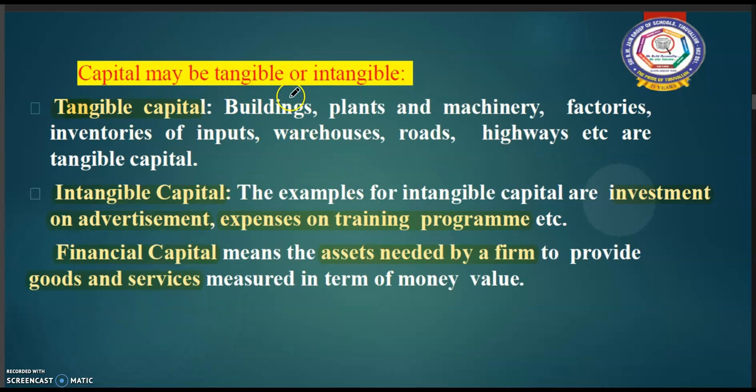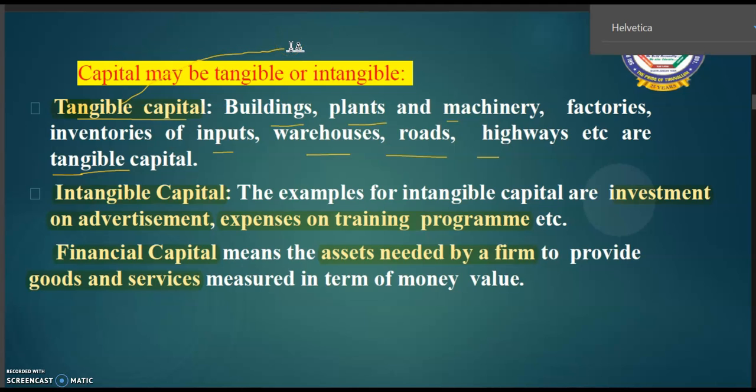Next, capital may be tangible or intangible. First, what is meant by tangible capital? Buildings, plants and machinery, factories, inputs, warehouses, roads, highways, these are all tangible capital. Here the word tangible means physical or touchable. We can touch that. Measurable also we can take.